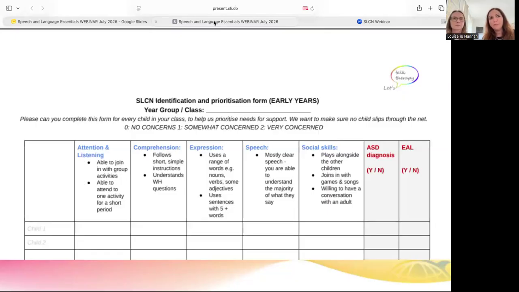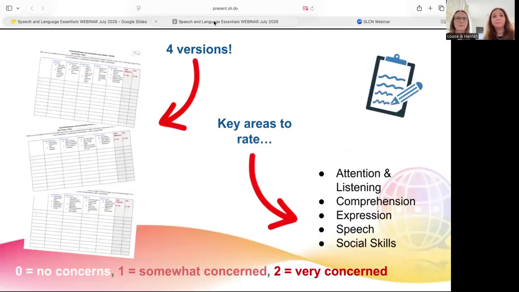So here is the form. You can see it has a line for each child in your class with columns for ranking key communication areas. You can print as many pages as you need depending on the size of your class. There are 4 versions of the form: early years, Key Stage 1, Key Stage 2, and secondary. Then we have set either 4 or 5 communication areas, which vary across the forms.